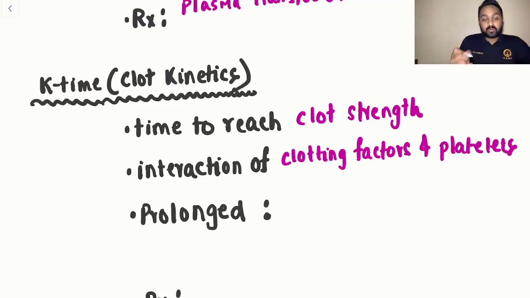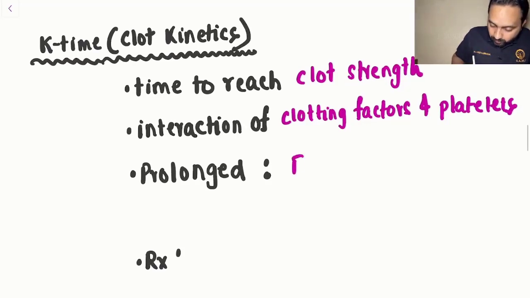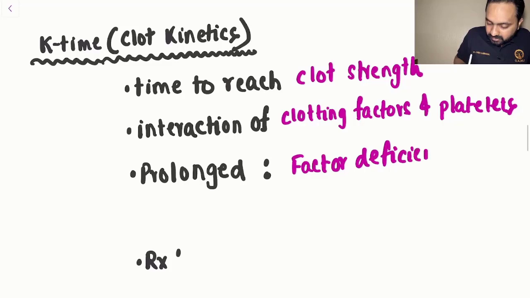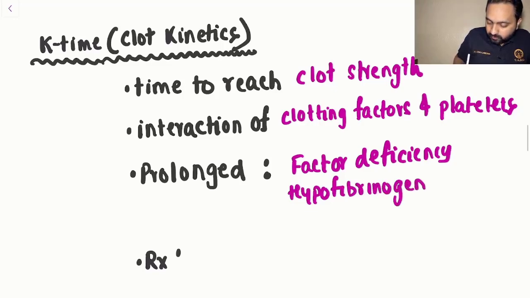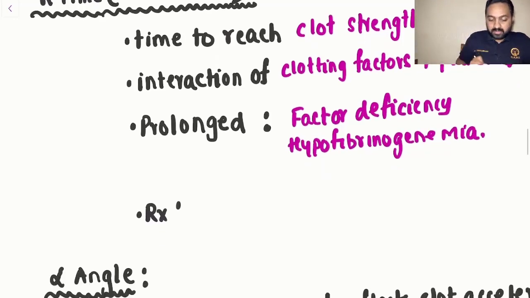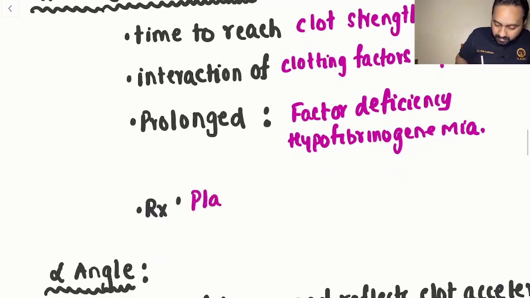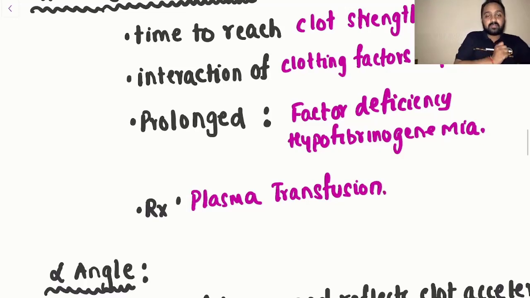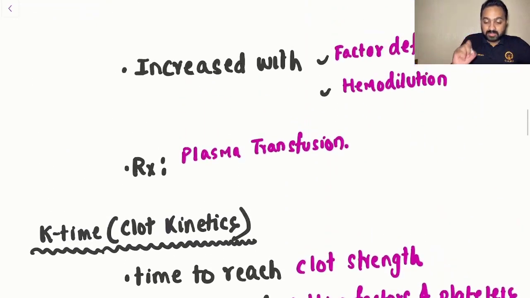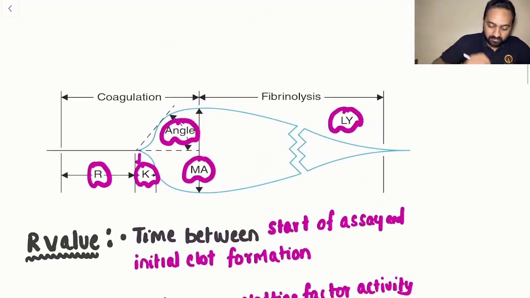So when is it prolonged? It would be prolonged if you have factor deficiency and in case of hypofibrinogenemia. Right. Now what would be the treatment? The treatment would be the same, which is plasma transfusion. Right. Now moving down to the next, which is your alpha angle.